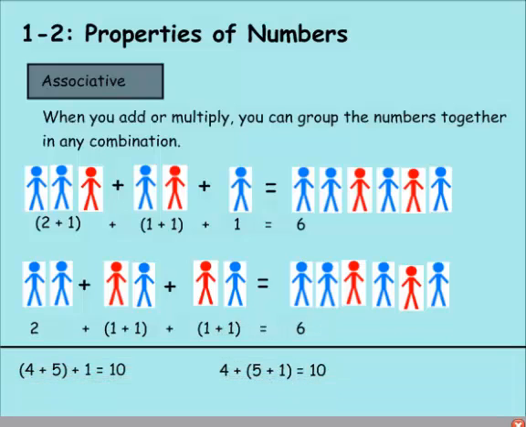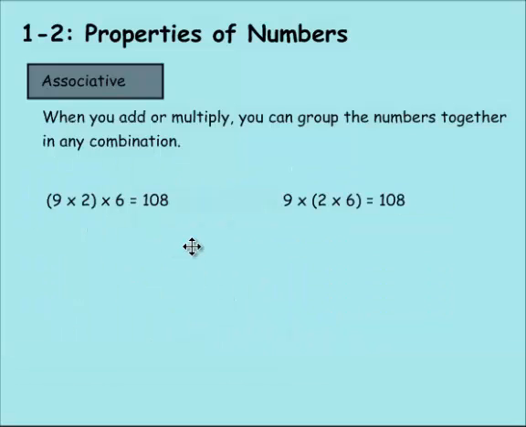So same idea with this. Here we have the 4 and the 5 grouped together in parentheses, plus 1. That's going to give you 10. 4 plus 5 is 9, plus 1 is 10. Here we have the 4 by itself now, and then the 5 and 1 are grouped together. 5 plus 1 is 6, plus 4 is 10. So you're going to get the same answer no matter how you group it, as long as you're adding like that. Same thing with multiplication.